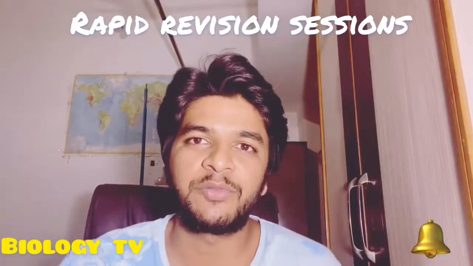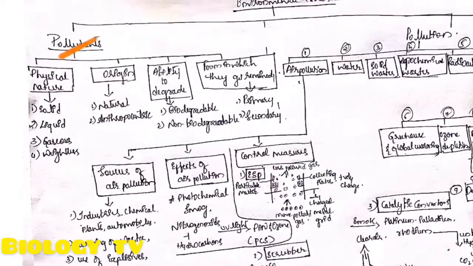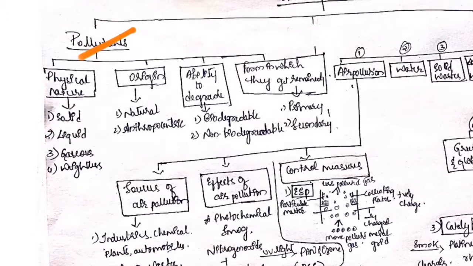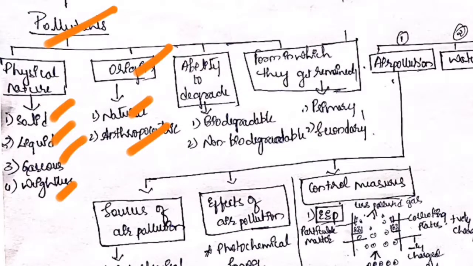So let's get into the video. Environmental issues can be split into 2 parts. One is pollutants and the other one is pollution. Pollutants means the things which cause pollution. They can be divided into 4 parts. Based upon their physical nature, they can be divided into solid, liquid, gaseous and weightless pollutants. Based on their origin, they can be divided into natural and anthropogenic. Based on their ability to degrade, they can be classified into biodegradable and non-biodegradable.